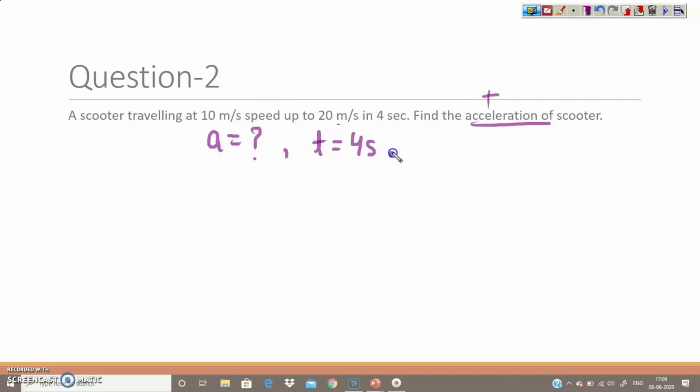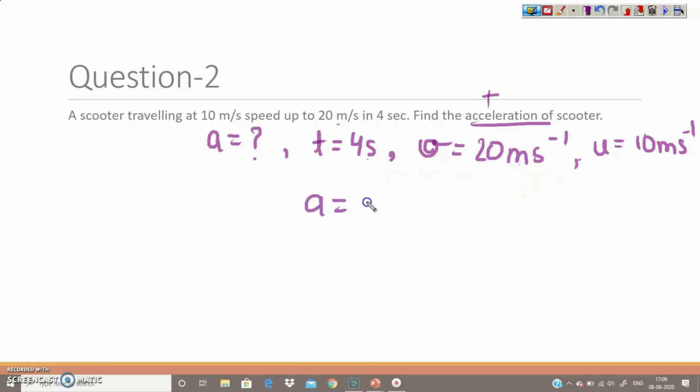Time 4 seconds. V means final. That means 20 meter per second. U is 10 meter per second. Now, here we don't need to convert because it's in seconds and it's also in meter per second. So now we'll put the formula and put the values.